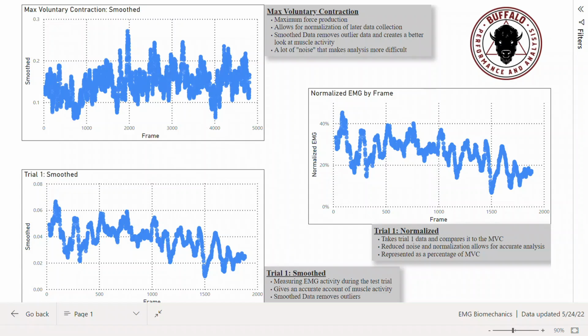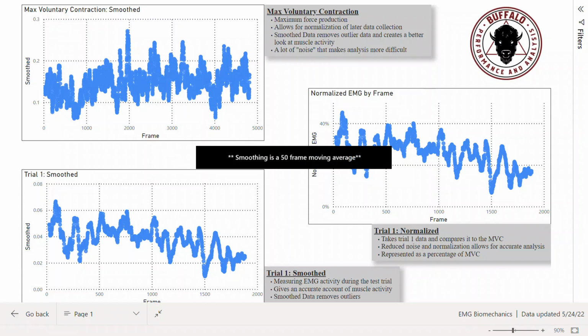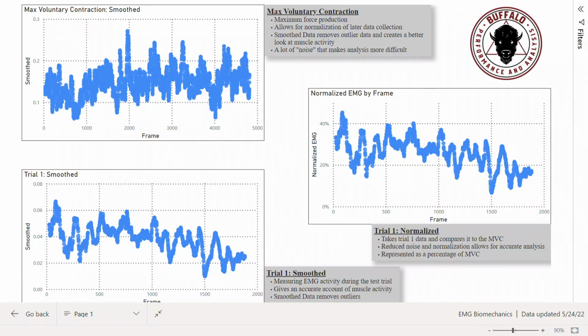Taking a look at the bottom chart, we're able to see the trial data, which is the dynamic activity of the calf muscle during plantar flexion. Again, we're looking at smooth data, which means that we've taken the raw data, we've rectified it, and then we've smoothed it. Smoothing is about a 25 frame moving average that allows for better analysis, and it allows for the reduction of noise and a reduction of the outlier data. This gives a really great look at the accurate amount of muscle activity during the dynamic trial.